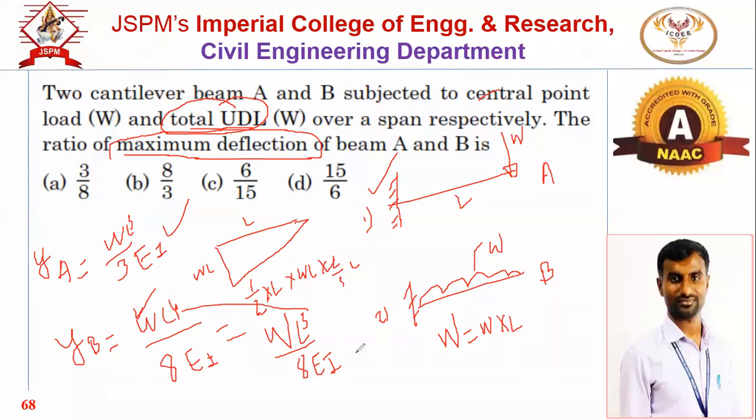Now this WL cube, if you take the ratio, what we get here is WL cube by 3EI divided by WL cube by 8EI. So if you rearrange this, what will be the answer? Correct answer among A, B, C, D?